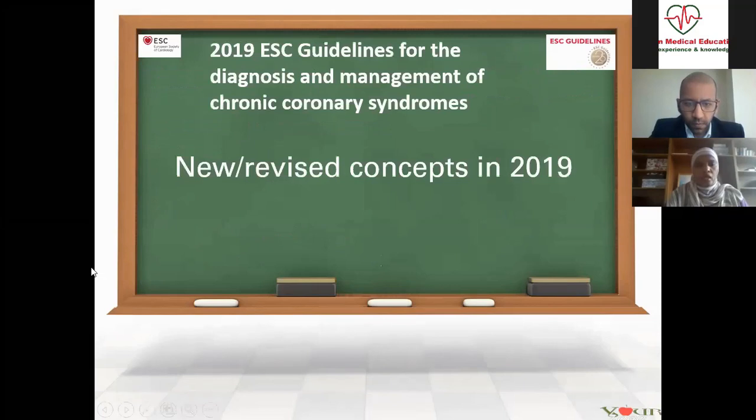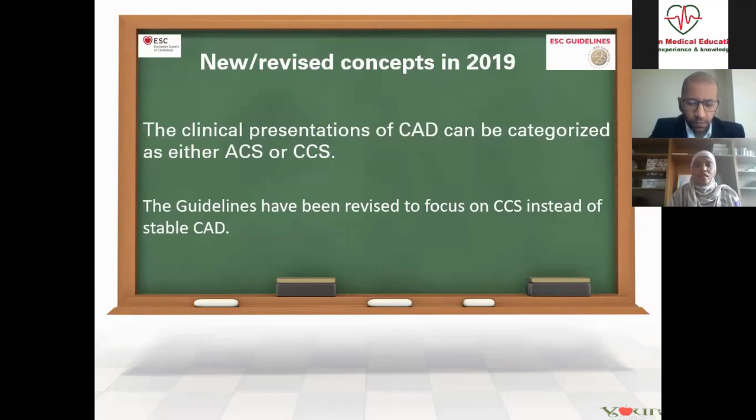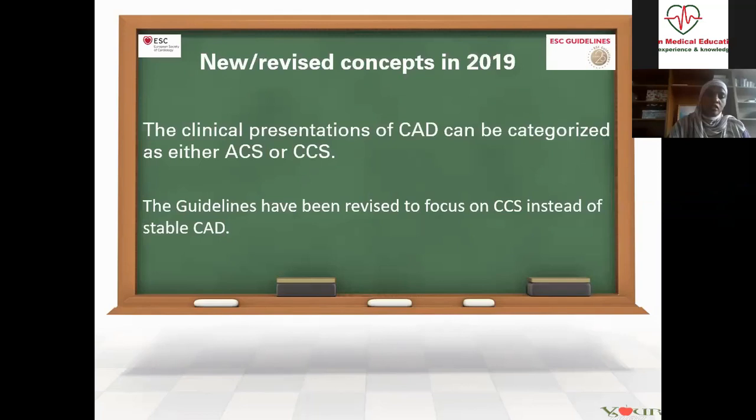So what is the new revised concept of chronic coronary syndrome? As we all know, the clinical presentations of coronary artery disease are categorized as either acute coronary syndrome or chronic coronary syndrome. And the guideline was revised in 2019 to focus on chronic coronary syndrome instead of stable coronary artery disease, or the previously known chronic stable angina.